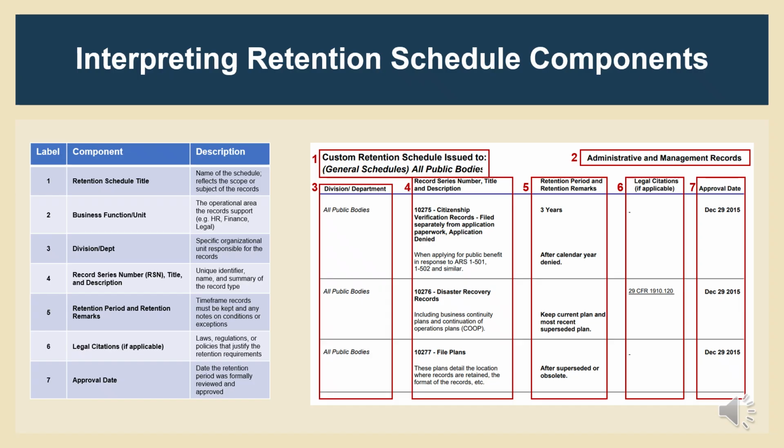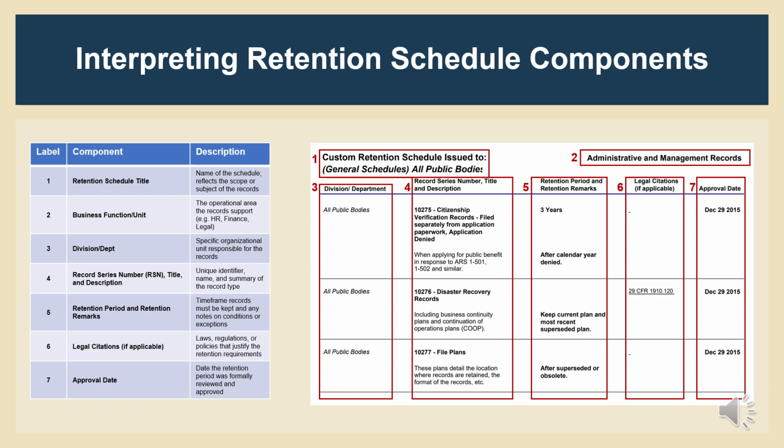Label 2. Business Function or Unit. This identifies the broader operational area the records support, such as administrative and management records, contract records, financial records, etc. It helps align the schedule with the organization's core functions. Label 3. Division or Department. Here it will specify the exact unit responsible for maintaining the records. This ensures accountability and clarity about who manages what.